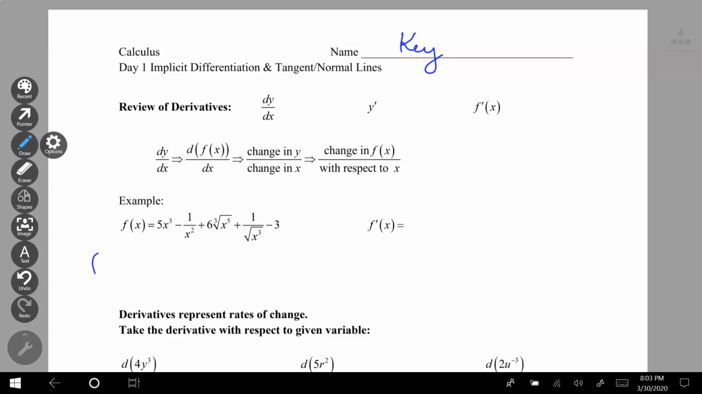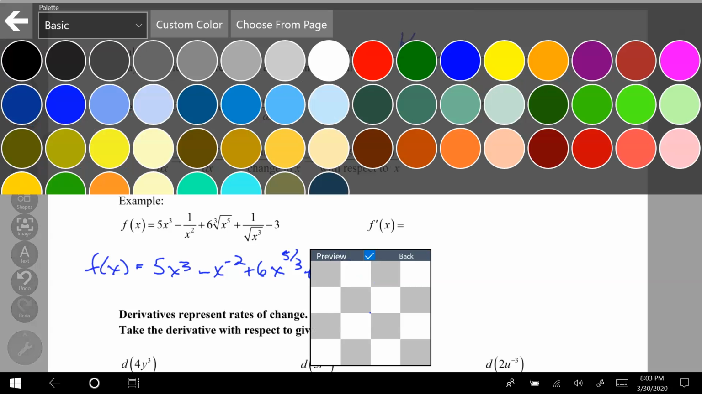Let's talk about a review. First, I would rewrite this function as 5x cubed minus x to the negative 2 plus 6x to the 5 thirds plus x to the negative 1 third minus 3. That is rewriting the function. And now I'm going to take its derivative, because I cannot take the derivative in that first form with the root signs and this and that. I have to rewrite everything as a power function. I'm going to change my color.